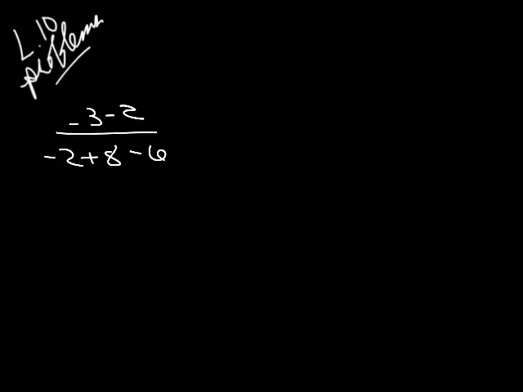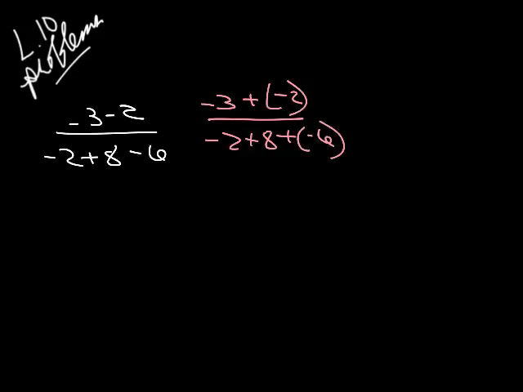So negative 3 minus 2 is actually negative 3 plus negative 2. And then on the bottom, we're going to see if there's any switching that needs to be done here. Yes, right here. So negative 3 plus negative 2. Signs are the same, so we add them and put the sign on.